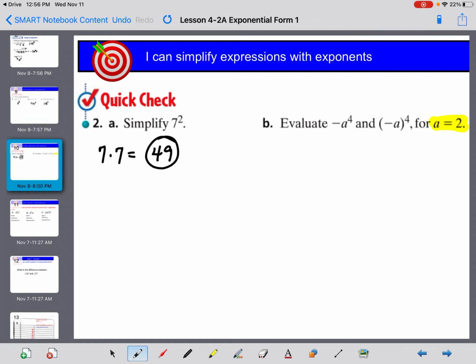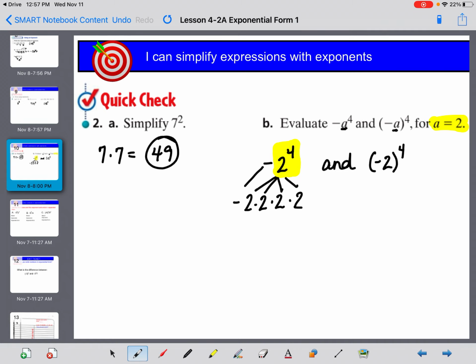The first one was 7 times 7, which is 49. The second one, I'm going to simply replace both a's with a 2. Now, in this case, only the 2 is the base. And so, to write that in expanded form, I would write negative 2 times 2 times 2 times 2. And then this is the negative sign that was just out in front. 2 times 2 is 4, 4 times 2 is 8, 8 times 2 is 16.